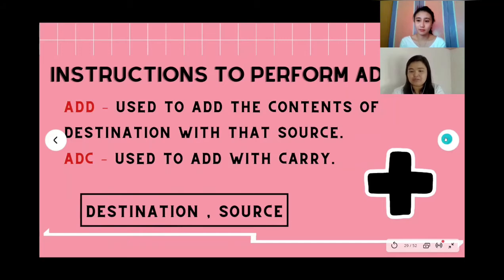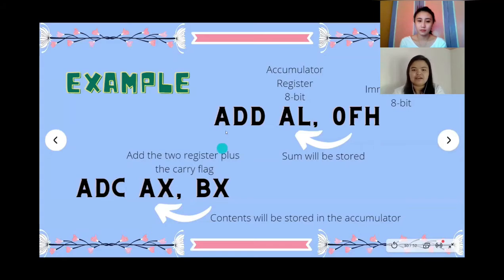So here's the example. I have here ADD, the destination and the source. This is an 8-bit immediate data, and this is the accumulator register, which is also 8-bit. So you will just add this 2, and the sum will be stored again in the accumulator register, which is the destination.